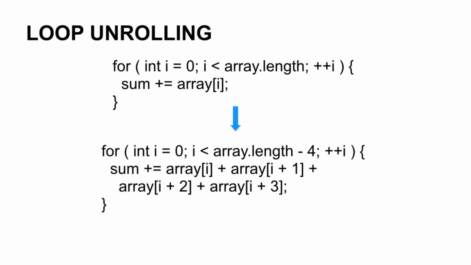Another type of global optimization is something called loop unrolling. Imagine we have a small loop body, something like sum plus equals array[i]. Would it be more efficient, rather than just doing one of those at a time, to do 4 at a time? Is that possible? It is possible, and we can prove it, this time not by using JMH, but by using JITWatch and actually looking at the machine code.